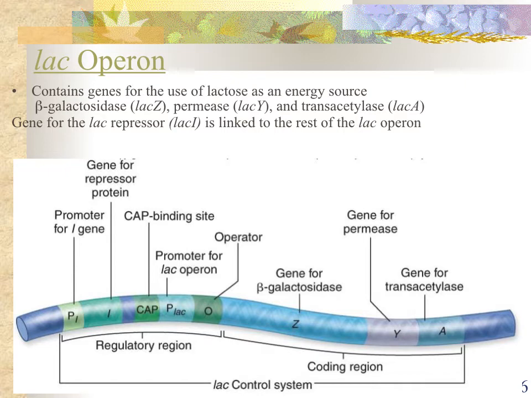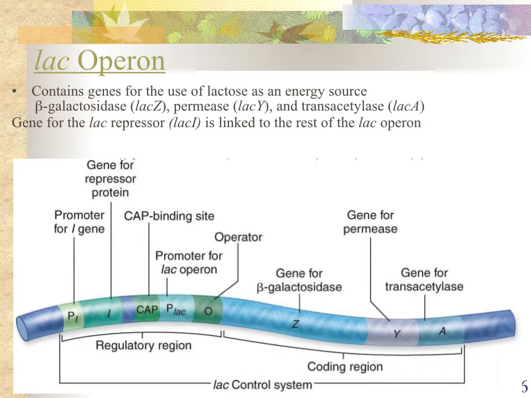These are Z, Y, and A here. And then you have, anterior to this, kind of upstream, regulatory regions. These regulatory regions include the promoter, which we've talked about before, but also a structural gene for a repressor protein, a binding site for another protein called the CAP binding site, and then the operator.